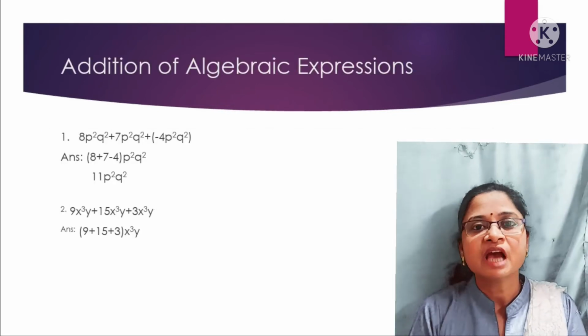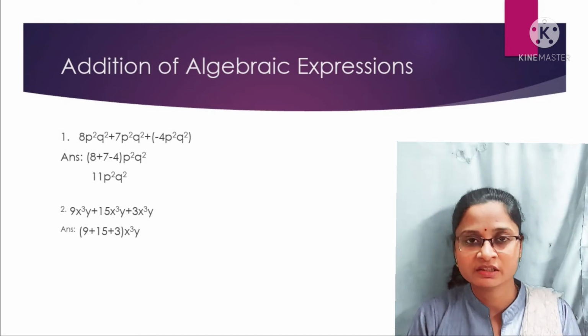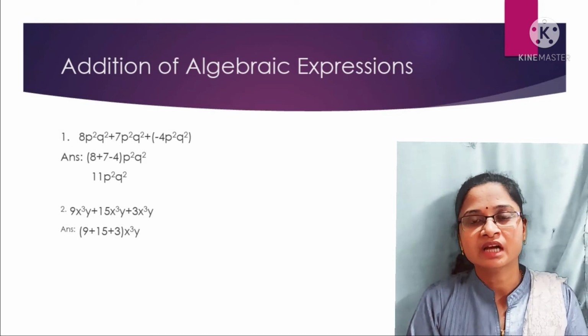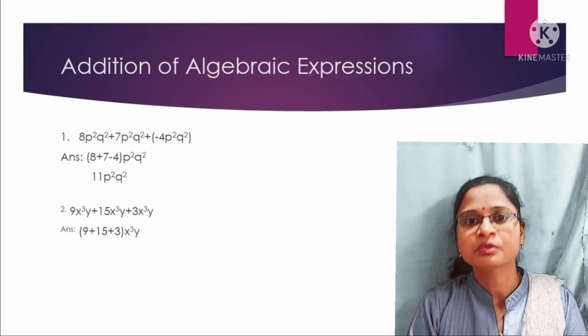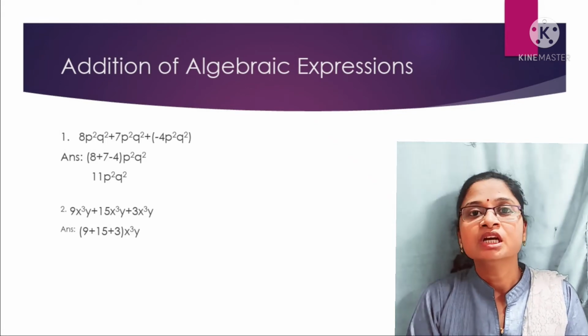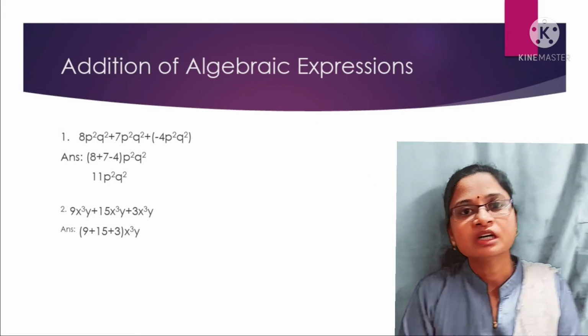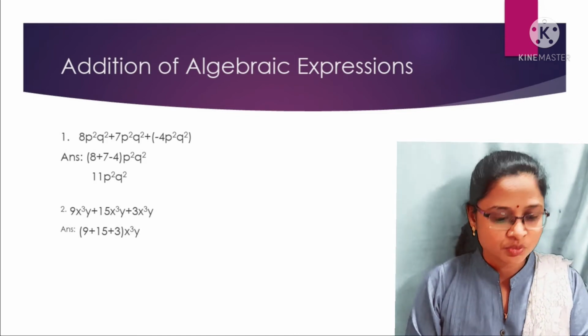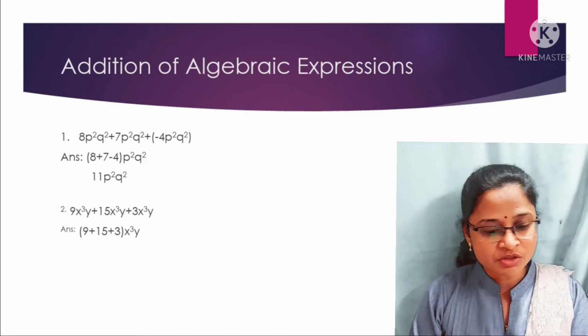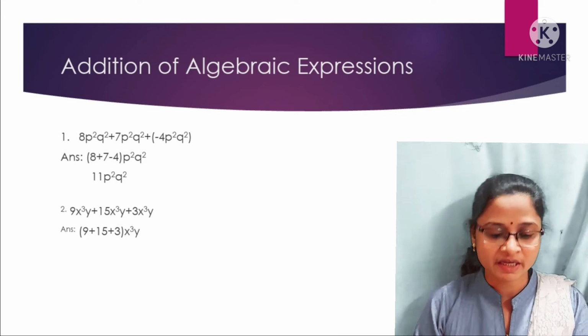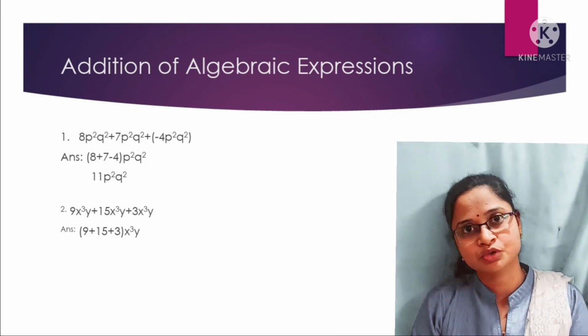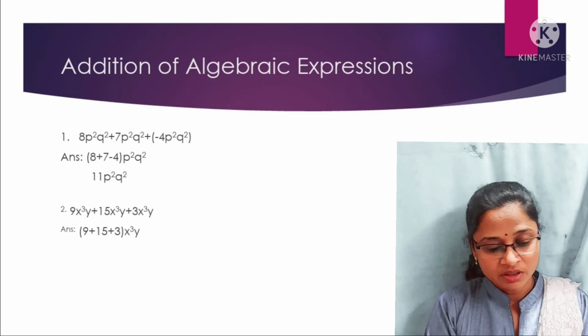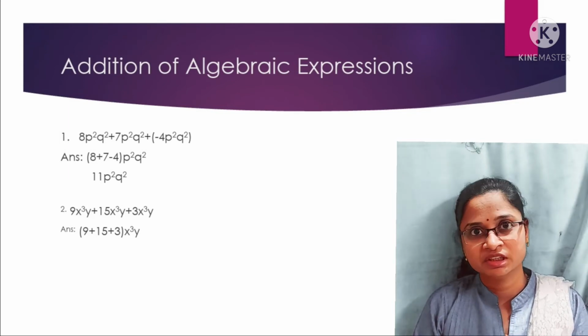Now we will see addition and subtraction of like terms. Always remember that addition and subtraction are possible for like terms only. It is not possible for unlike terms. Now we will see one example: 8p square q square plus 7p square q square plus, in bracket, minus 4p square q square. Here the total number of terms is 3.